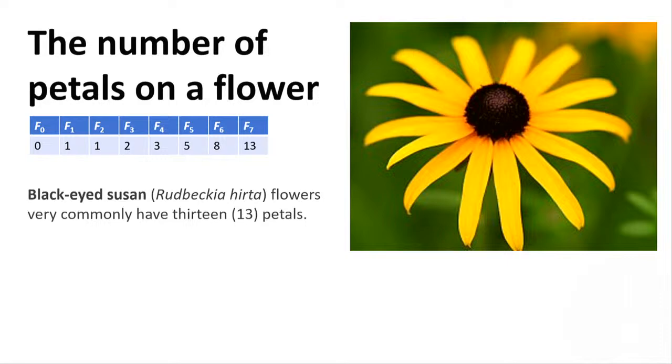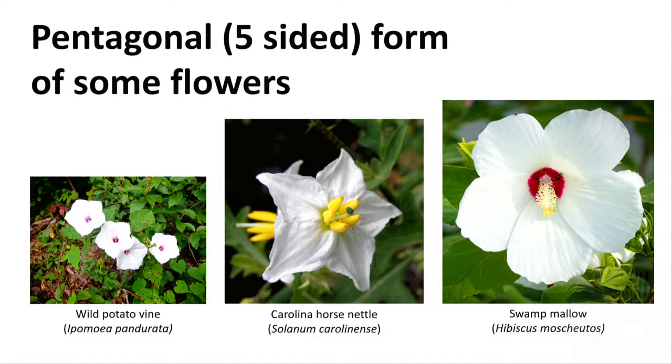And also the shapes that we see of some of these flowers with these pentagonal shapes, like we see with wild potato vine or swamp mallow, Carolina horsenettle. A lot of times these flowers form these pentagon-shaped structures.